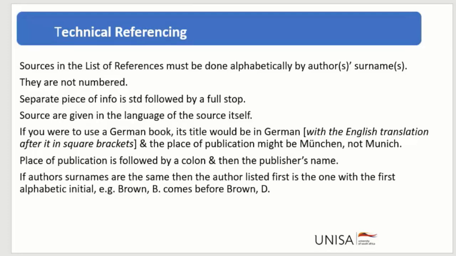If the date of the publication is unknown, then you have to use an abbreviation called s.a. You see that? s.a. means the date at which this was published is unknown. So you're telling me this is where I got it, this is the name of the document, but the date at which it was published is unknown.